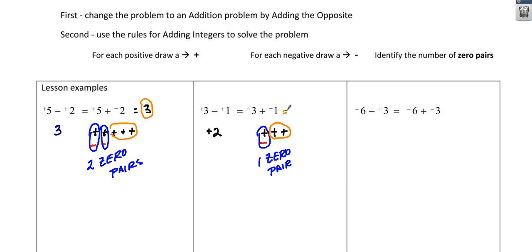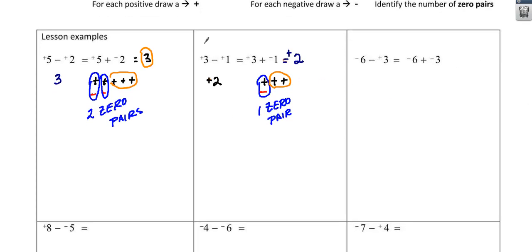The answer we got was that when you do 3 minus 1, you get 2. And when you do 3 plus negative 1, you get positive 2. So in each of those cases, we used an idea. Go ahead and write this on your paper. We used an idea called adding the opposite. That's what we did.